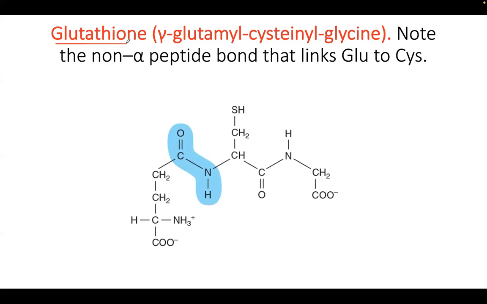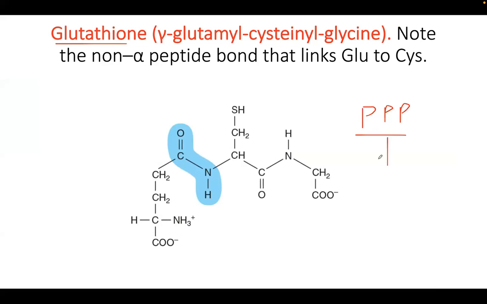This is the famous glutathione, which is an antioxidant. Glutathione is very important for the pentose phosphate pathway. Intracellular glutathione will protect the red blood cell from oxidative stress and free radicals, as well as reactive oxygen species.